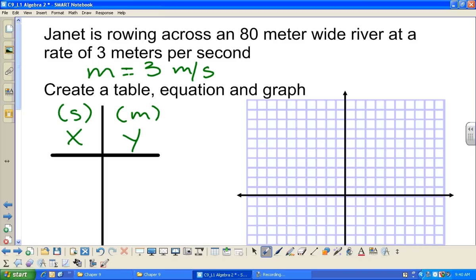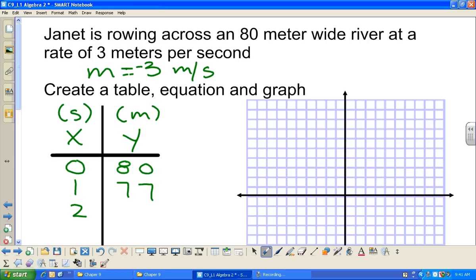So if I'm making a table, at 0 seconds, she is 80 meters away from the shoreline, because the river is 80 meters wide. At 1 second, she's rowing 3 meters per second, so I actually have to take away 3 meters. She's rowing across. So this would be 77. So my slope, 3 going over, is negative 3 meters per second.